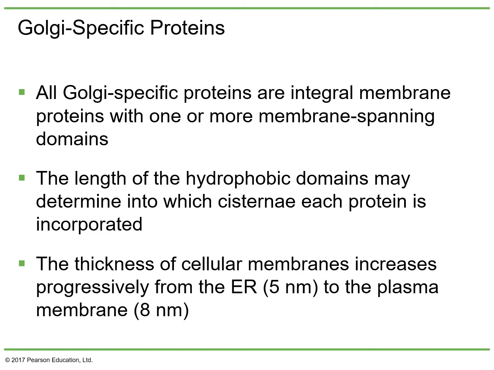Now remember, the thickness of the cellular membranes increases progressively from the ER going to the plasma membrane. Among the Golgi-specific proteins, there is a corresponding increase in the length of hydrophobic membrane-spanning domains going from the CGN up to the TGN. Such proteins tend to move from compartment to compartment until the thickness of the membrane exceeds the length of their membrane-spanning domains, thereby preventing them from migrating further.